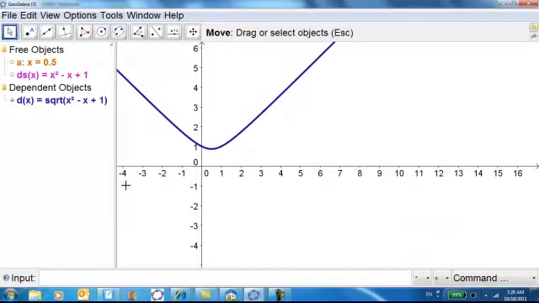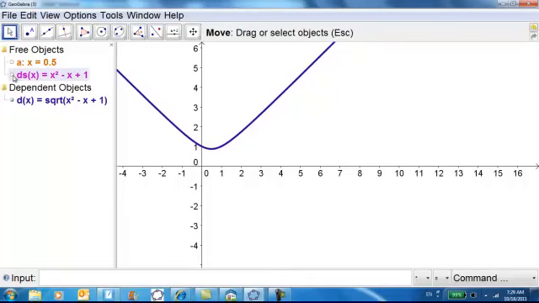Here's our graph from GeoGebra, and you can see it's the square root of x squared minus x plus 1. I had to change the variables for the sake of GeoGebra. So distance, where does it get minimized? It looks like it's smallest in here somewhere, a little less than 1, and somewhere between 0 and 1. What kind of shape is this? Well, it's not a parabola. It's the square root of a parabola.